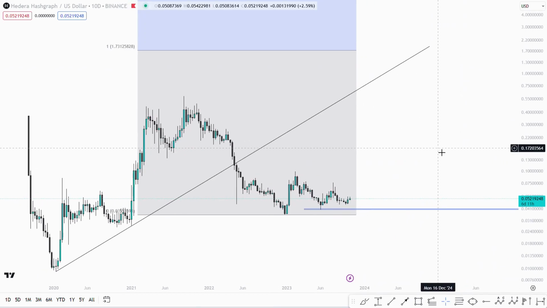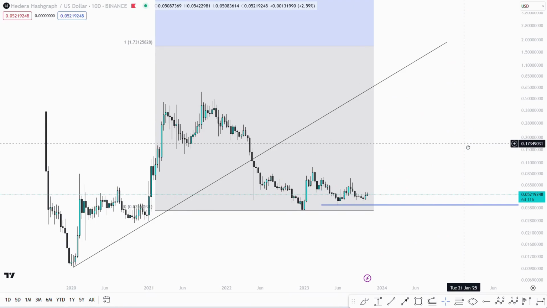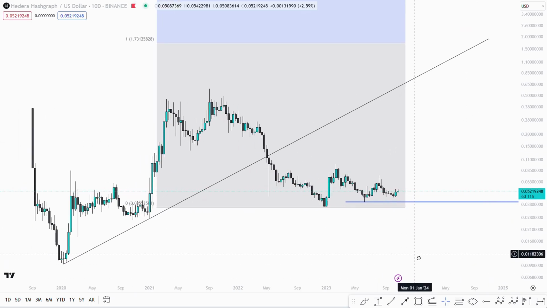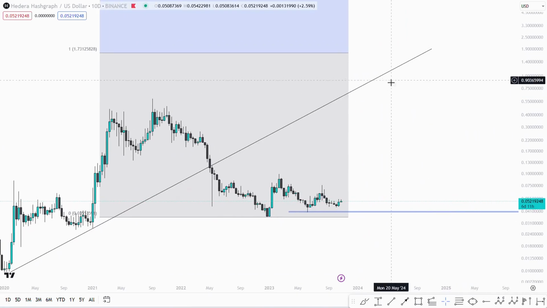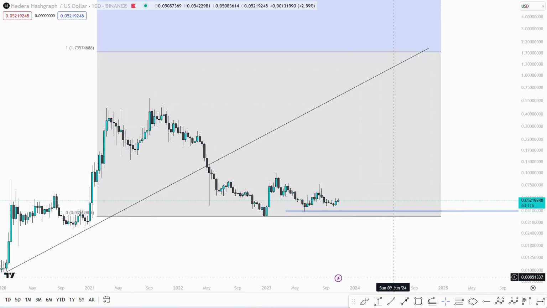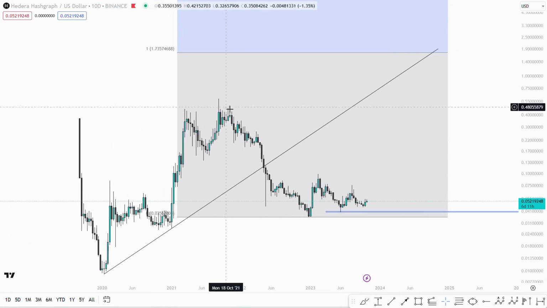If Bitcoin's going to go and break all-time highs, most of the altcoins are probably going to get close, if not boom, past the all-time highs. And something like HBAR, such a fundamentally, in my opinion, sound project, could potentially be expecting major all-time highs. So let's have a look at this and see where that 1-to-1 extension aligns with that trend line.